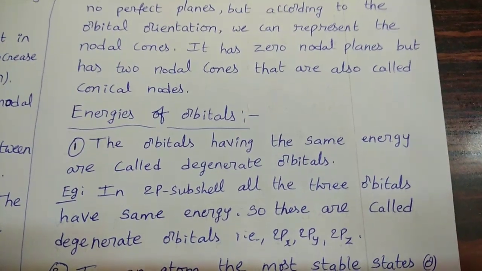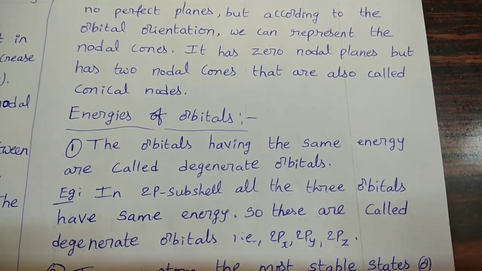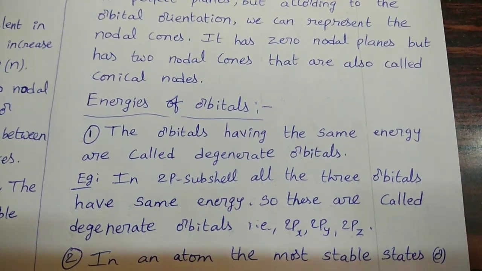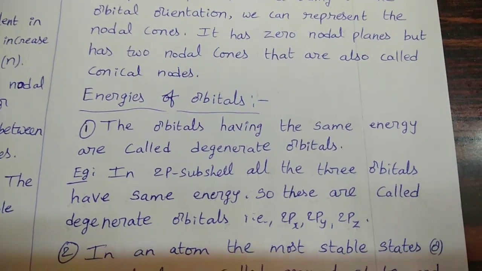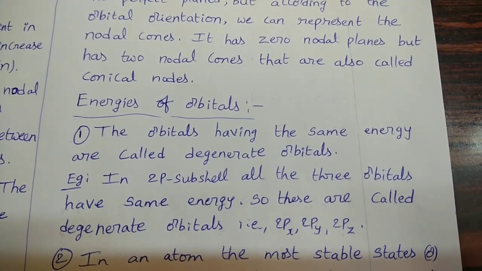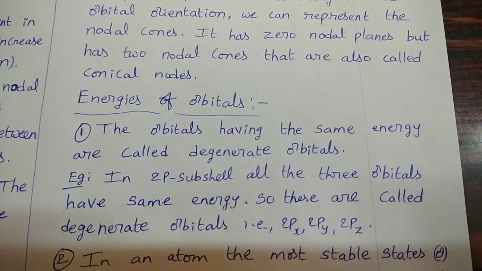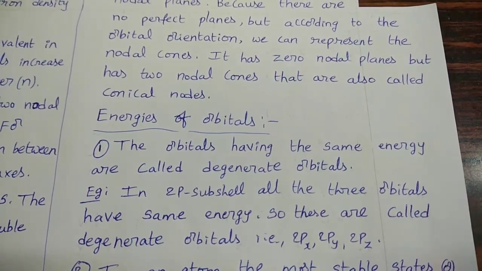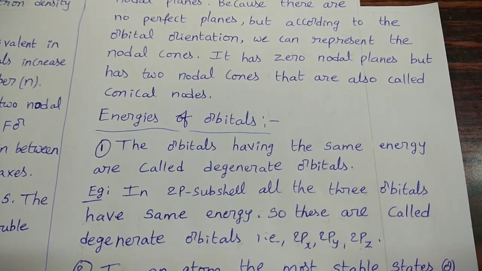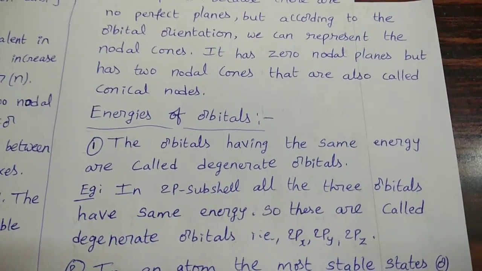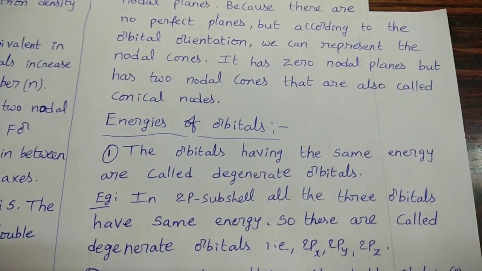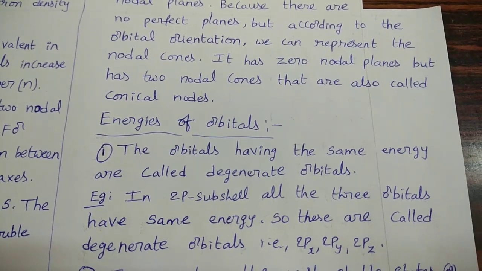Now see the next topic, energies of orbitals. S, P, D, F, various types of orbitals are there. What are their energies? See here, the orbitals that have the same energy are called degenerate orbitals. In the s subshell, 1 orbital is present. In the p subshell 3, d subshell 5, f subshell 7 orbitals are there. If any two orbitals have the same energy, those are called degenerate orbitals.